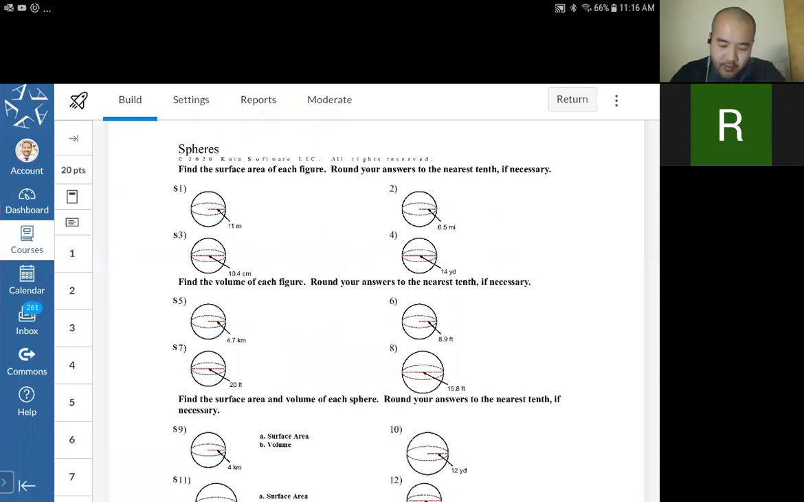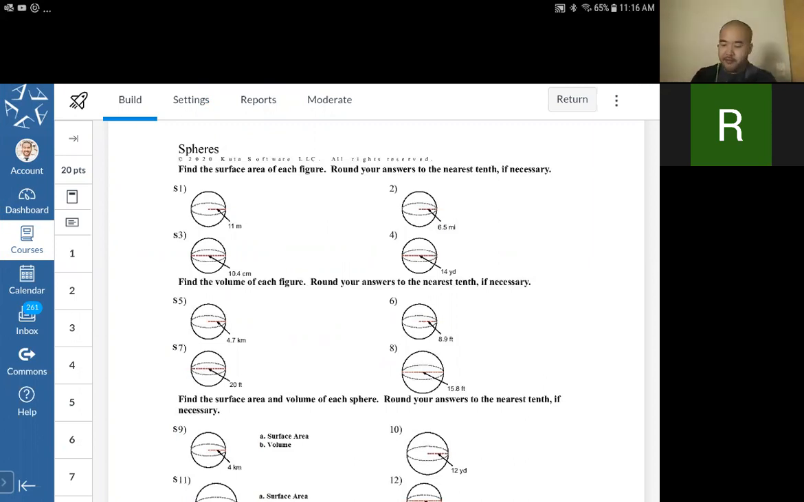So number 1, the surface area: 4 times pi times radius, which is 11, and then you square it. Here's the answer to number 1 on the spheres. And then the volume of each sphere.